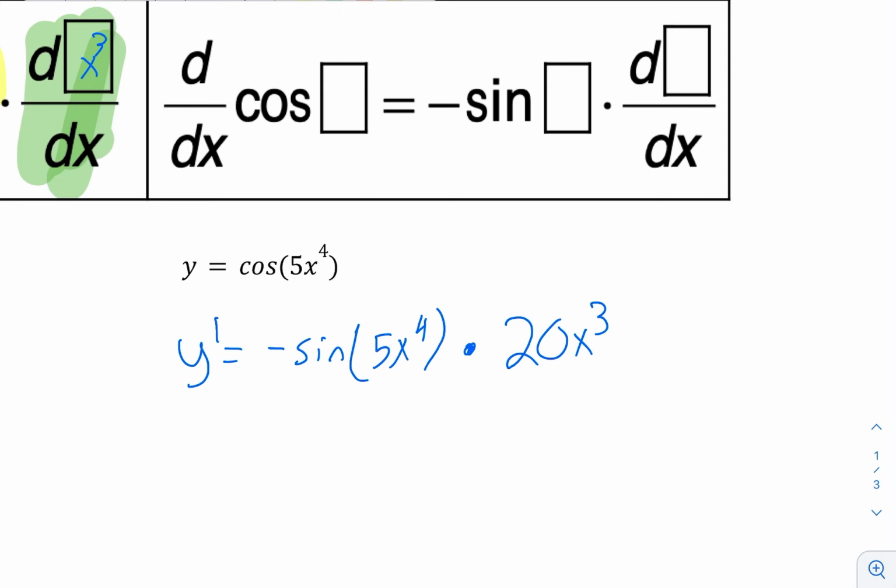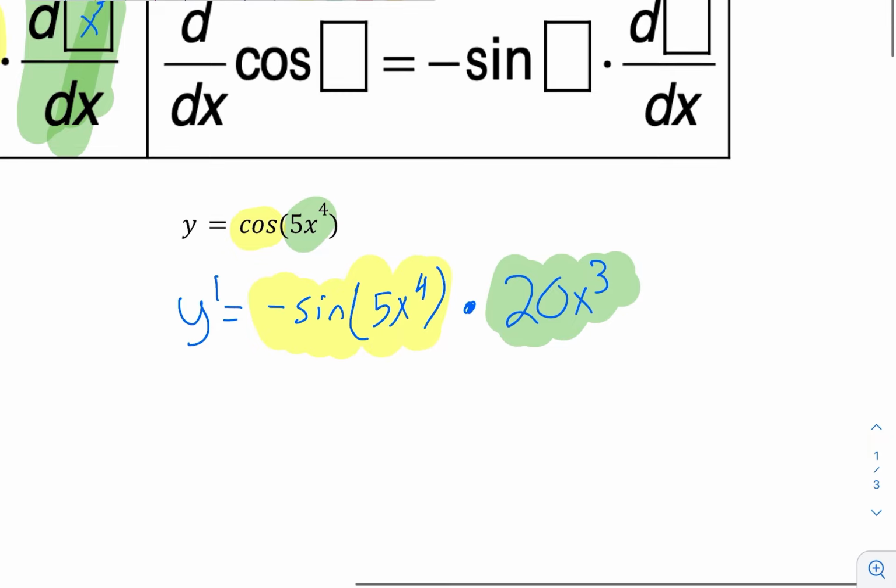So remember, you have your d outer, right? The outer function is cosine, so the derivative of cosine is negative sine, and then times d inner, the derivative of this inner piece here, being 20x to the third.